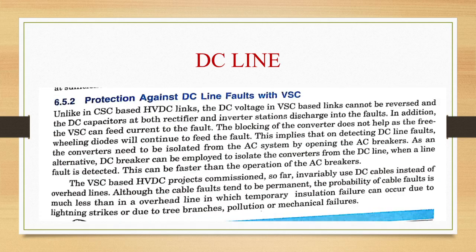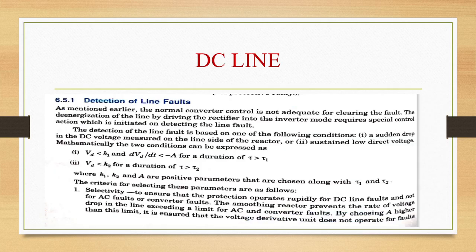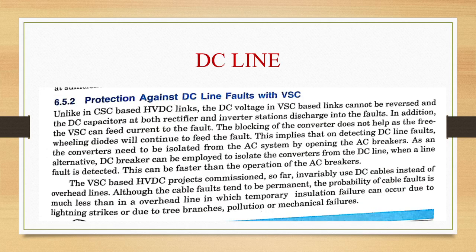Second is sensitivity. DC line protection must operate satisfactorily for normal values of the arc resistance, and this puts an upper limit on A. Third is reliability. Protection must operate reliably for all DC line faults, including faults through a high resistance. This is the reason for providing the voltage level unit.